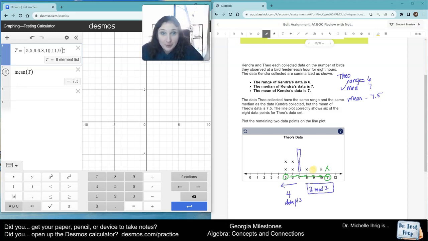So let me recap. First, I figured out, because it told me what Theo's range and median was, I identified where the median was on Theo's graph, and I noticed that there's 4 data points below the median, so there has to be 4 data points above. So I know I have to have 8, 9, 10, 11, or 12 as my new data points. Because I know Theo has the same range as Kendra, and Kendra's range is 6, the min is 5. So all I did was 5 plus 6, and I knew one of my data points had to be 11, or else I couldn't have that range. Once I did that, I typed my numbers into the graphing calculator, and I kept changing the 8th point until it matched the mean of 7.5.